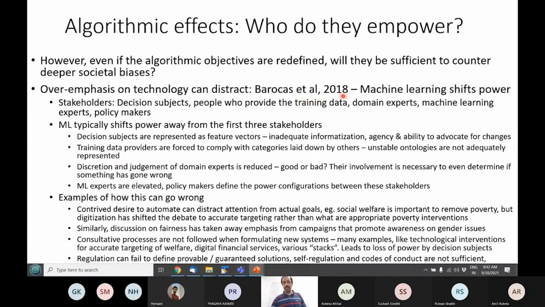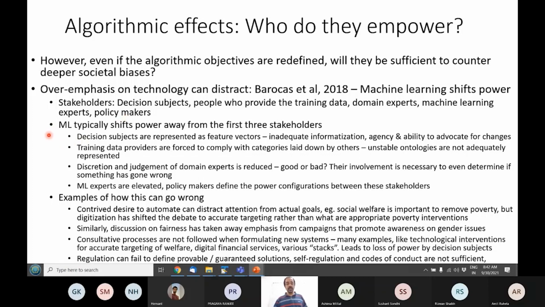In this book, Fairness in Machine Learning, they also say that when you introduce machine learning, you are ultimately shifting power among different stakeholders. There are different stakeholders in this whole process when you build machine learning systems. You need to collect the training data and label the data. There are domain experts who provide inputs on what the algorithm should be doing, machine learning experts who are coding these rules into the technology, and then policymakers who ultimately enable all of this.